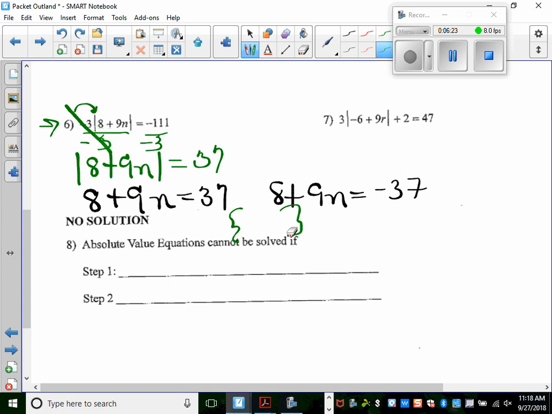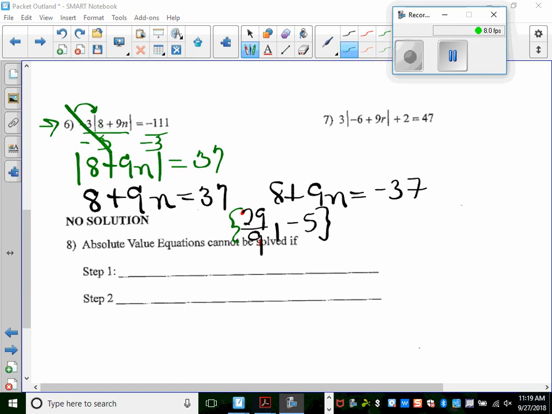I call them the little curly parentheses, but they're called set notation, so we're just going to use the set brackets. Our 2 answers should be 29 over 9 and negative 5. It doesn't matter which one you write first because they're not coordinates. They're just solutions, so you don't need to worry about which one to write first.